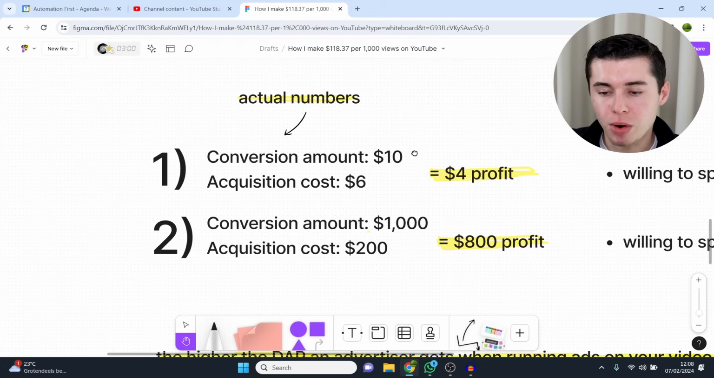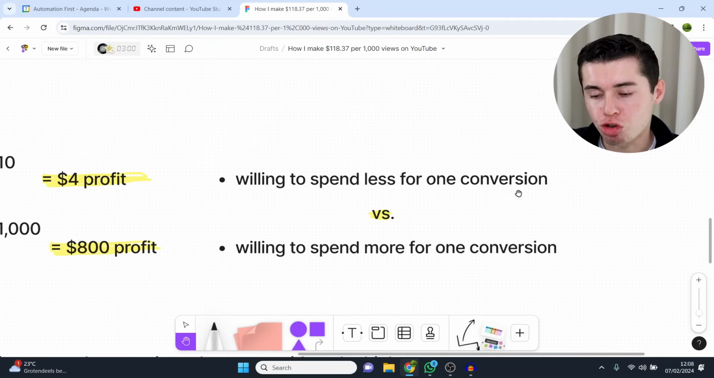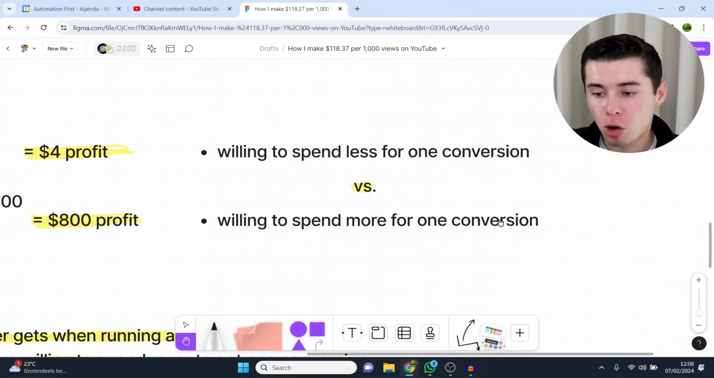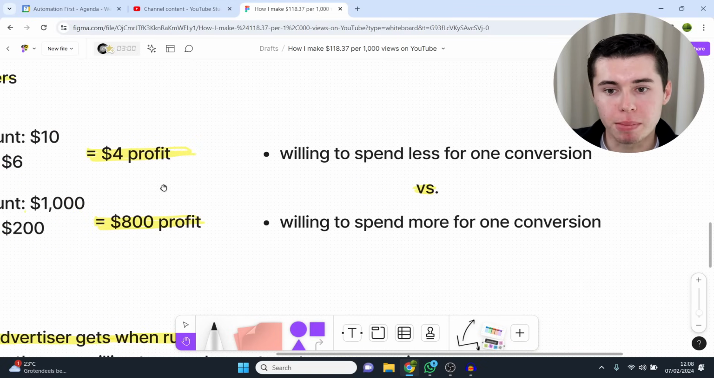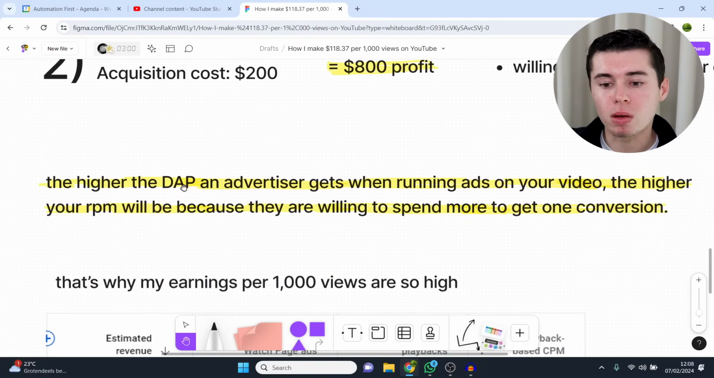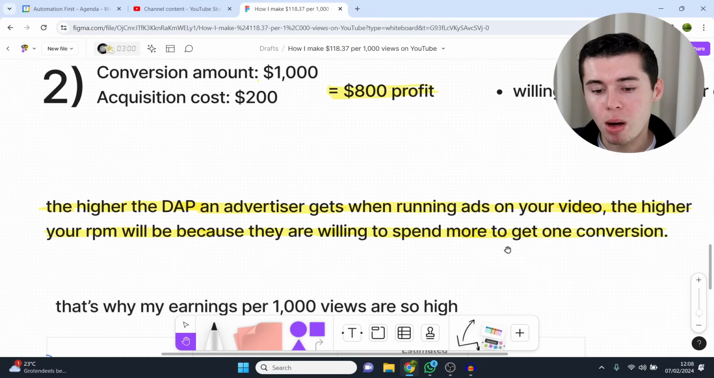So in these two scenarios right here, the advertiser in scenario 1 is willing to spend less for one conversion, whereas in scenario 2 they're going to be willing to spend more for one conversion simply because the profit per conversion is much higher. Which means the higher the dollar amount profit an advertiser gets when running ads on your video, the higher your RPM will be because they're willing to spend more to get one conversion.